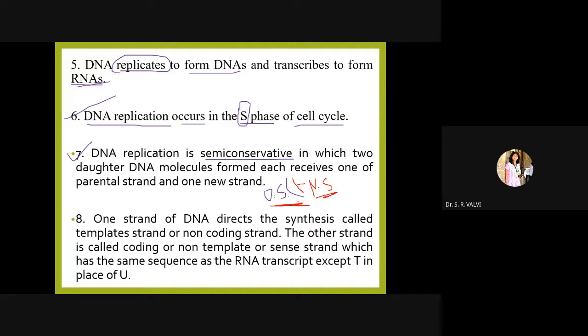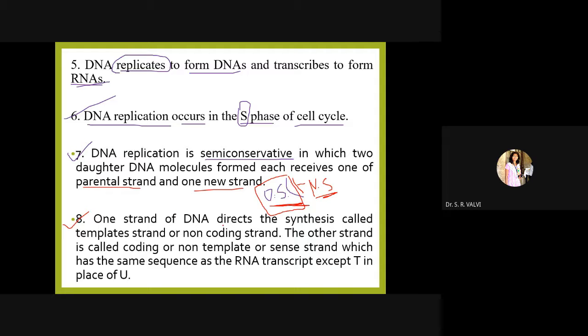And hence, what does semi mean? Half. Conservative means conservation. Okay, it means half the part is conserved from the parent, right? And hence this DNA replication is called as what? Semi conservative, right? So here you can see it receives one parent strand and one new strand, half and half. Okay, it's semi conservative, it's not fully conserved, right? So hence it is called as what? Semi conservative. Now see the next characteristic.